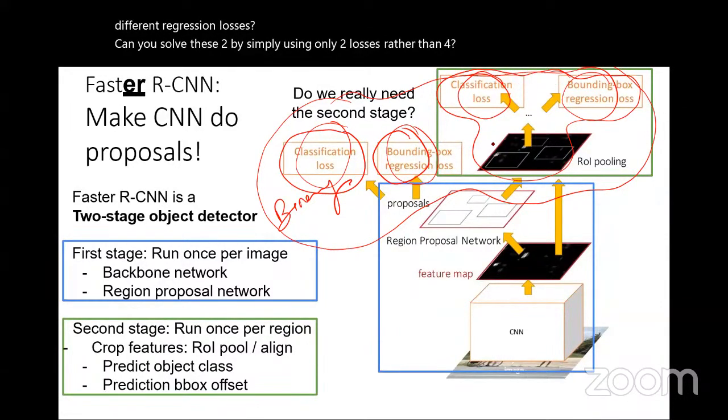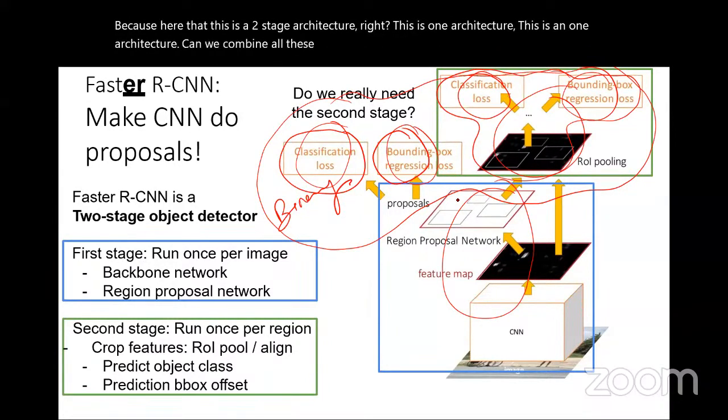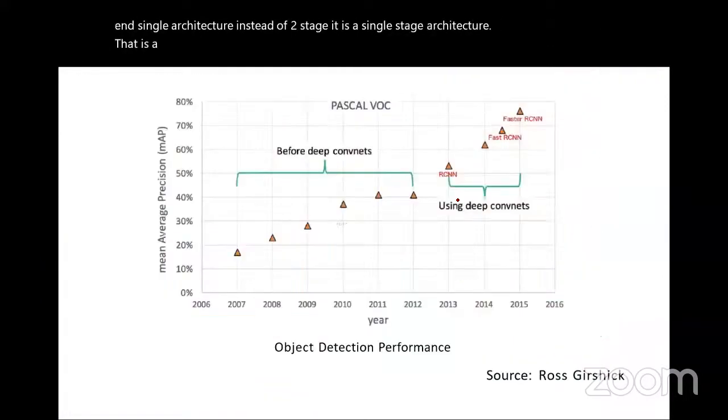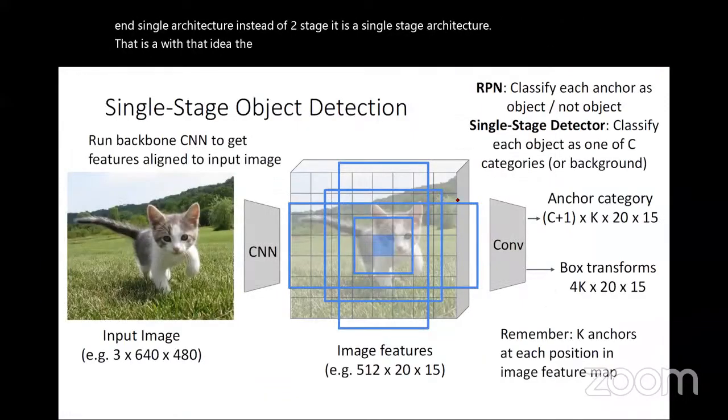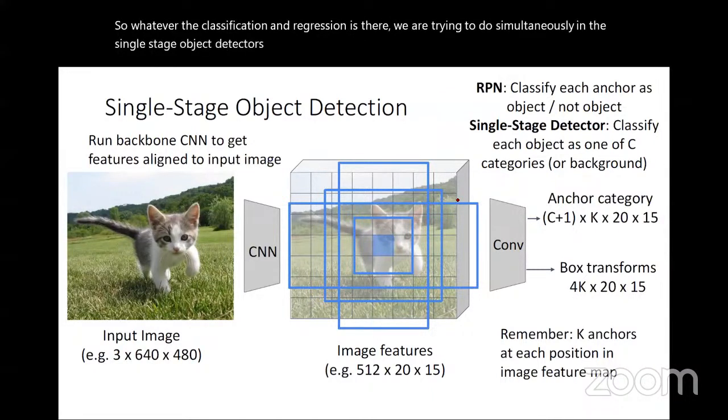Because this is a two-stage architecture, right? This is one architecture, this is one architecture. Can we combine these two together to get a single solution, called an end-to-end single architecture? Instead of two stages, it is a single stage architecture. With that idea, the concept came, called single stage object detectors. Whatever classification and regression there is, we are trying to do simultaneously in the single stage object detectors.